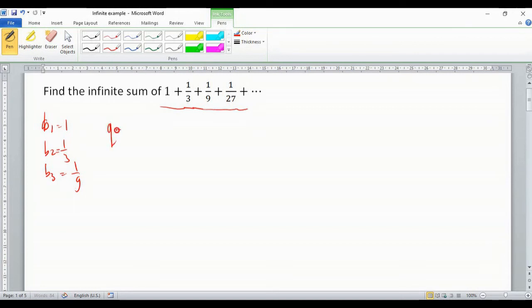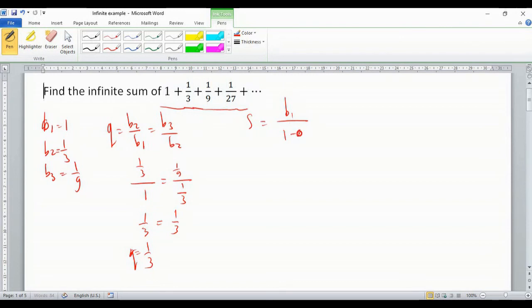The ratio is b2 over b1 equal to b3 over b2. b2 is 1 over 3 over 1, and b3 is 1 over 9 over 1 over 3. So this one is 1 over 3, and this one is 1 over 3. So the ratio is 1 over 3, everyone. So we know that the infinite sum is equal to b1 over 1 minus r.